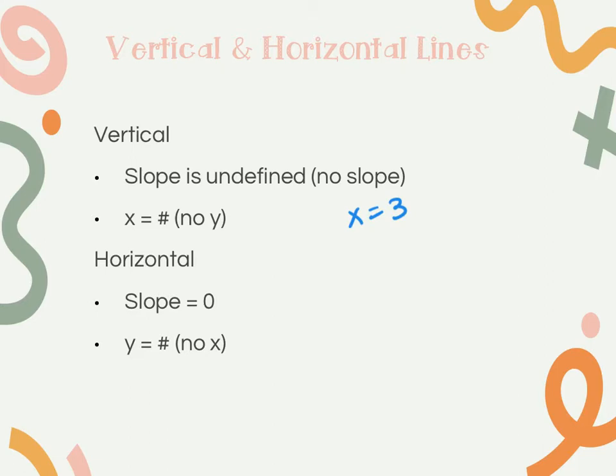If it's horizontal, my slope is 0. And the equation is y equals a number. So let's just say it was y equals 3. Now I know it's a horizontal line.